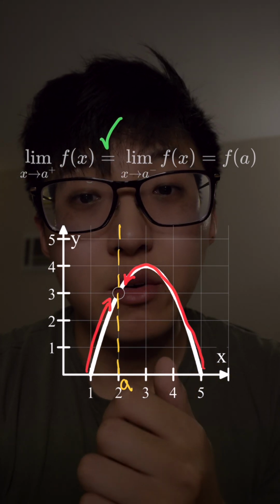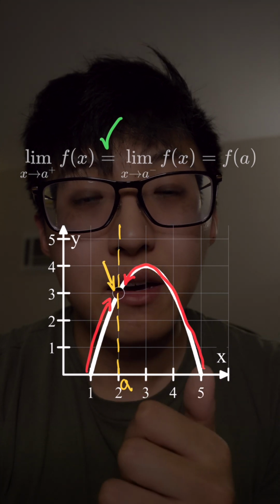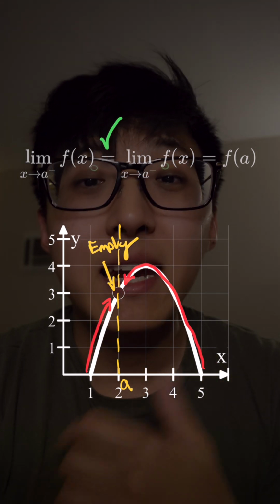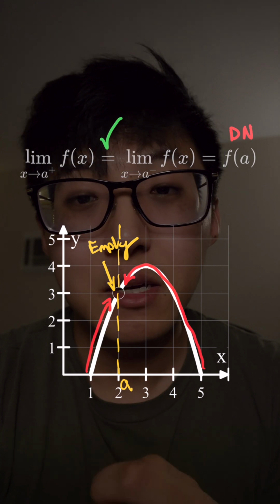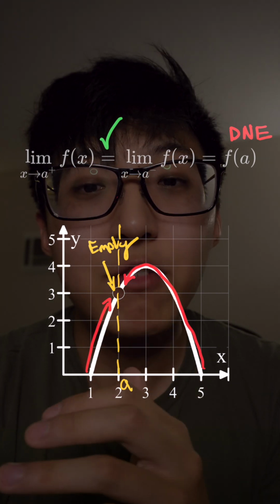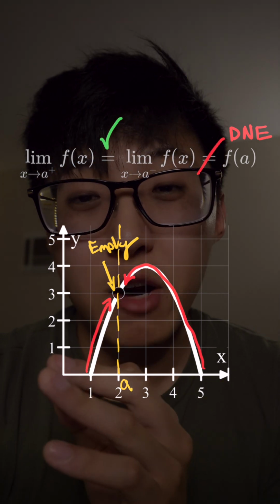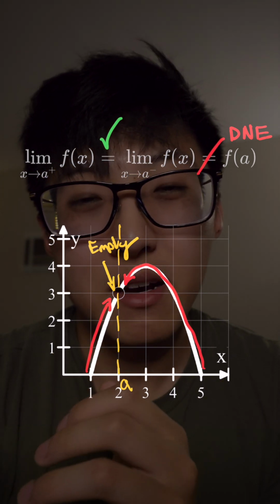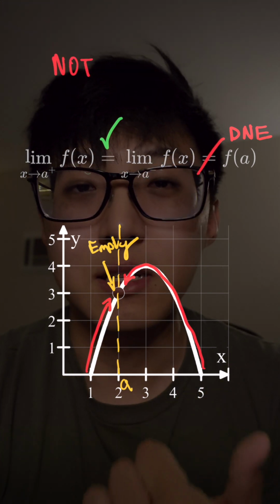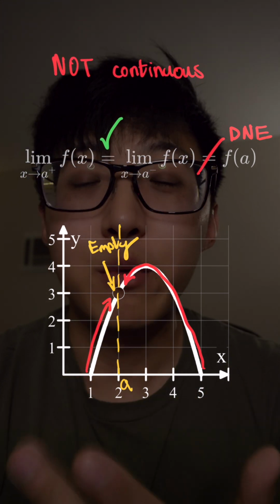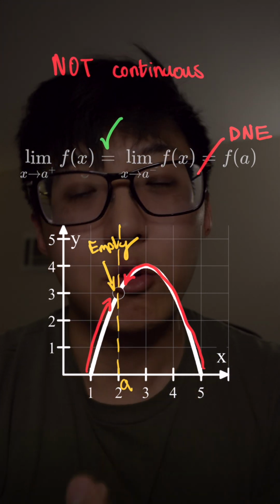However, we also notice the point here at a is empty, meaning that f of a doesn't even exist, making it impossible for either of the limits to be equal to f of a. That means the last and final requirement for continuity isn't met, and thus the function is still discontinuous. And those are the three types of discontinuity you will probably see.